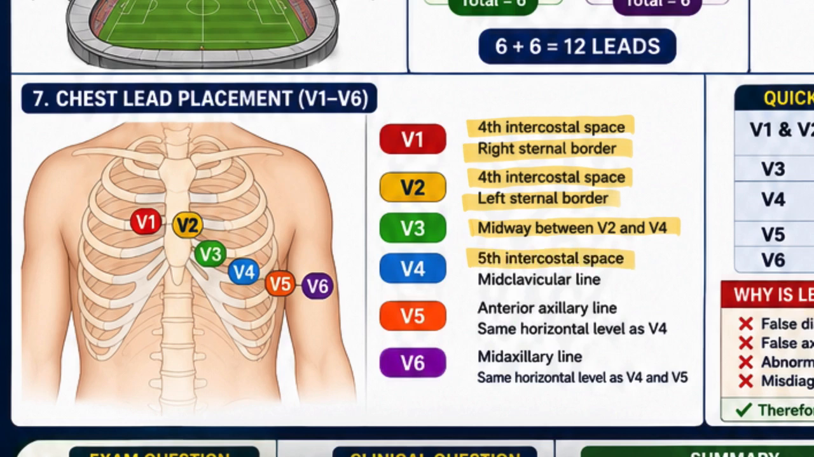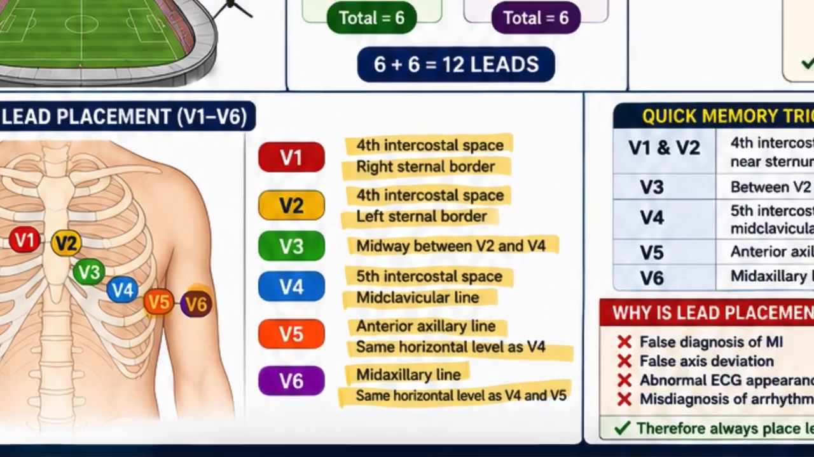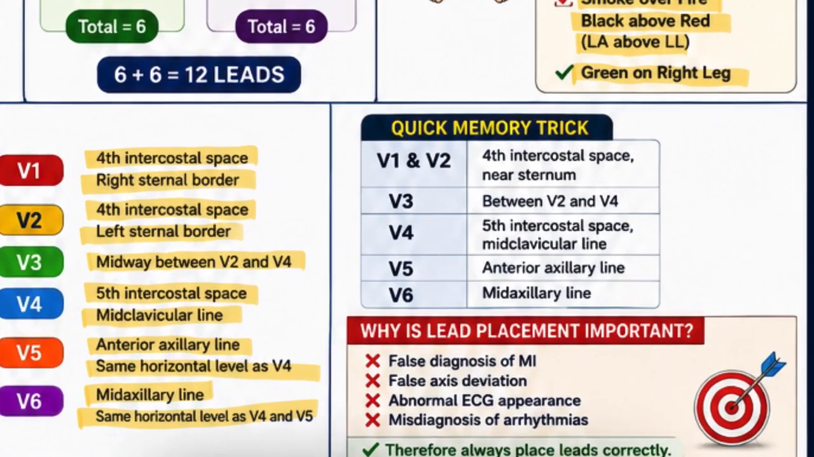Next we can see V4, that is the fifth intercostal space at the mid-clavicular line. Next we can see V5, that is the anterior axillary line at the same horizontal level. So you can see here this is V5. And V6 will be at the mid-axillary line at the same horizontal level as V4 and V5. Okay, so V6. So these are the chest lead placements.